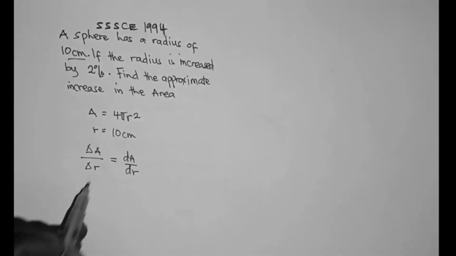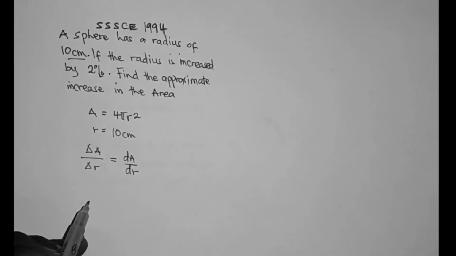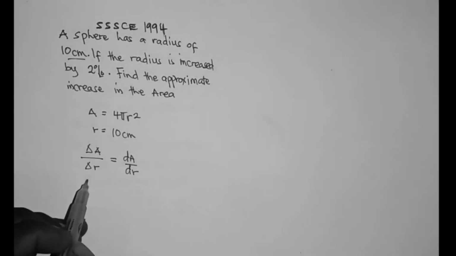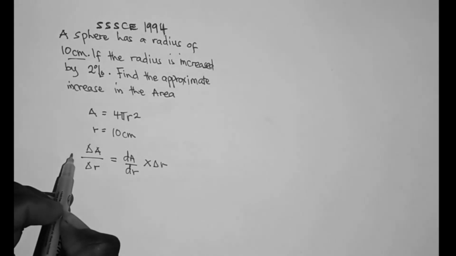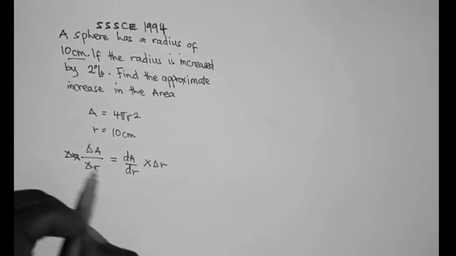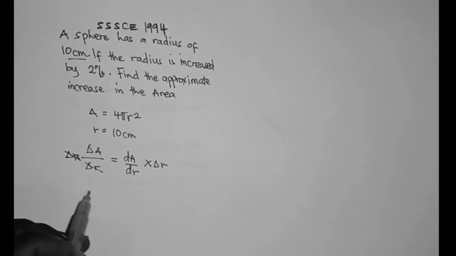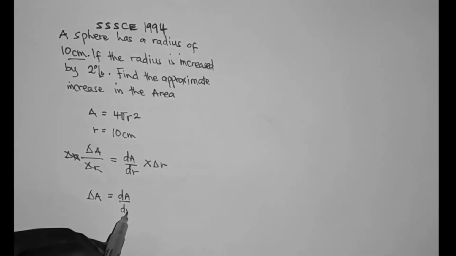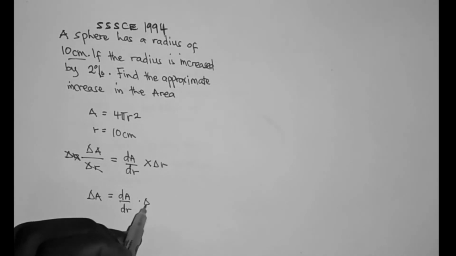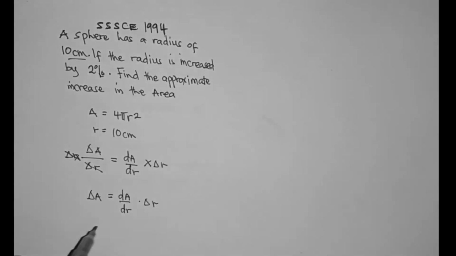So from here, we can make the increase in the area the subject. If we multiply both sides by delta R, this delta R and this delta R cancel out. So the increase in area is given by dA/dR times the change or the increase in the radius.